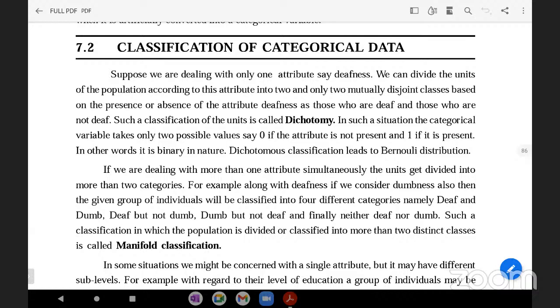Simply remember: when one population is divided into many class partitions, that is called a manifold classification. If it is divided into only 2 parts, it is called a dichotomy classification.